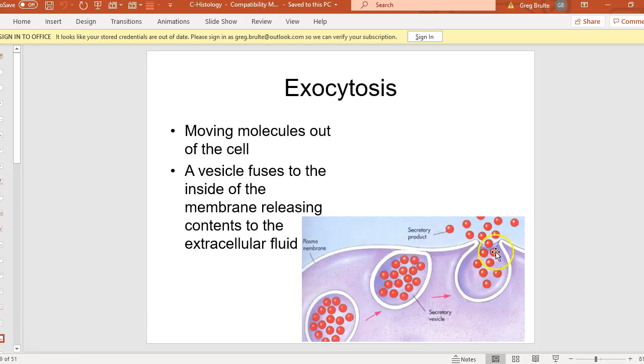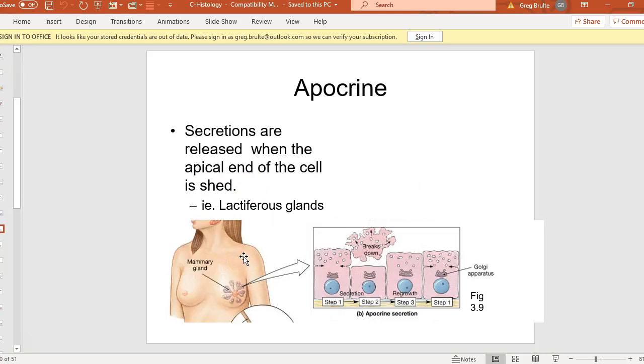Exocytosis, that we were just talking about, is just spilling your product out of the cell. Exo, think exit, exiting the cell. So the vesicle fuses to the inside of the phospholipid bilayer there, and then it releases its contents into the extracellular fluid. Now, here's a different mode of secretion called apocrine.